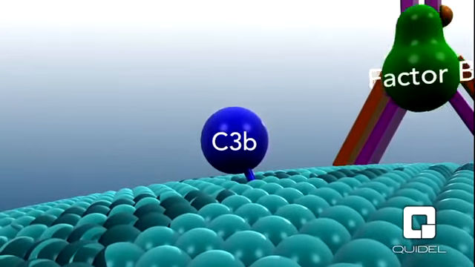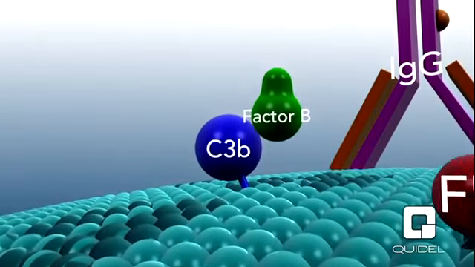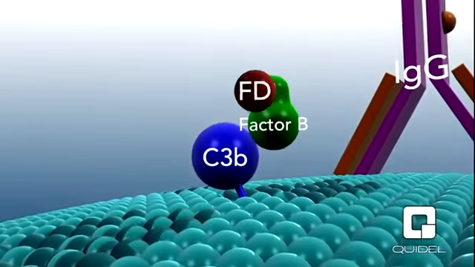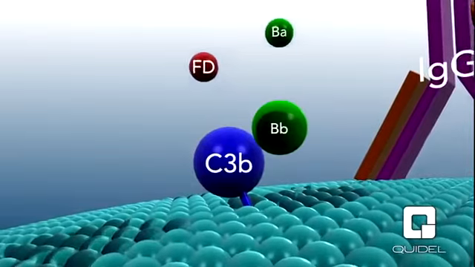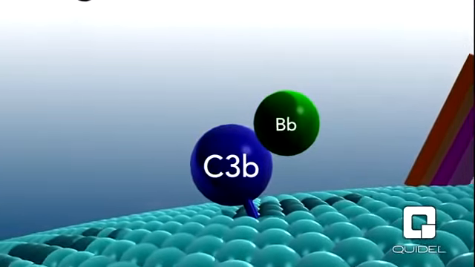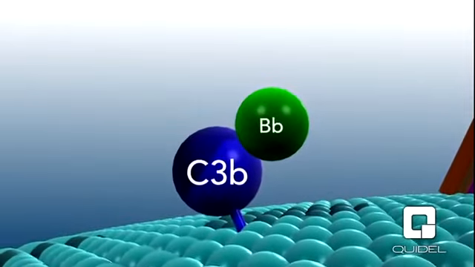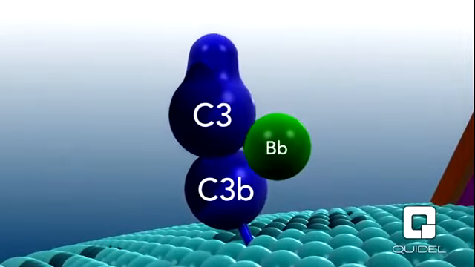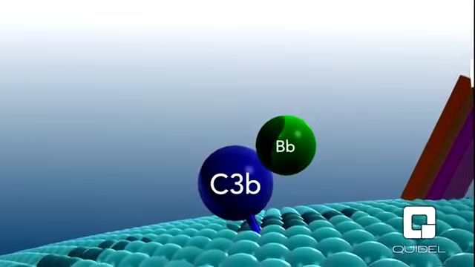However, C3b, on interacting with an activating surface, such as a bacterial cell, will bind factor B, which will be cleaved by factor D, resulting in the formation of the alternative pathway C3 convertase of C3b-Bb. Alternative pathway C3 convertase. The C3 convertase of the alternative pathway cleaves C3 to C3a and C3b.